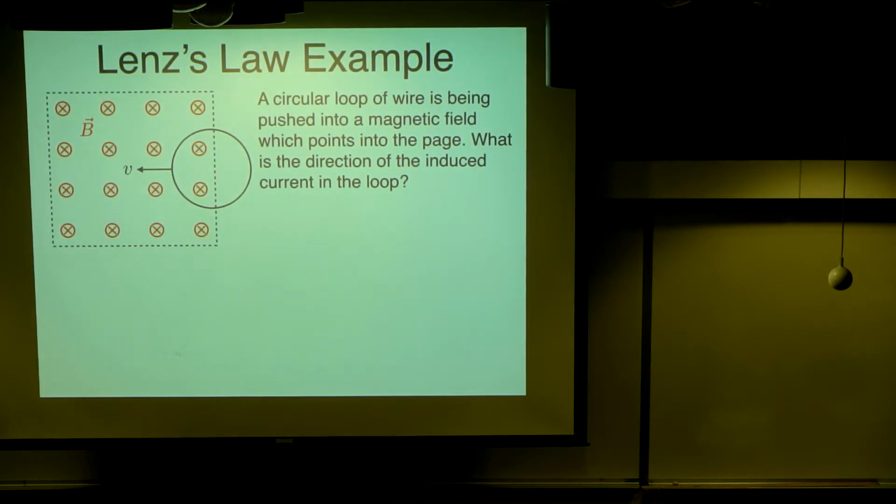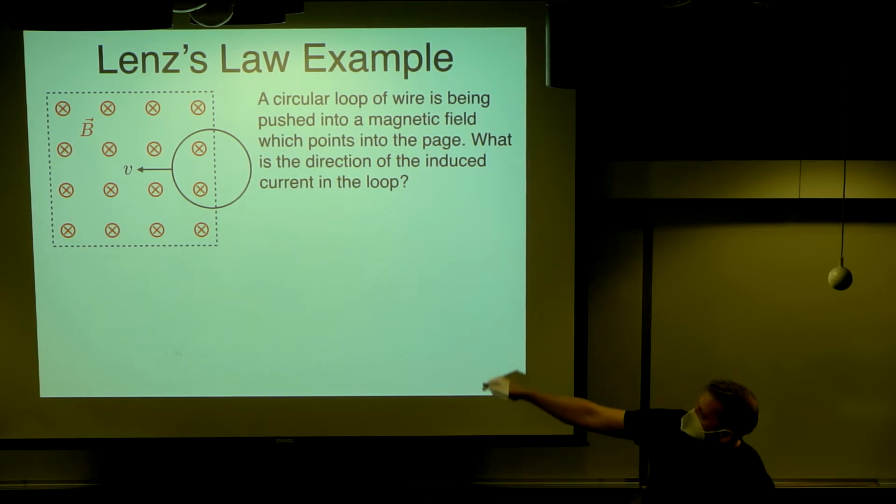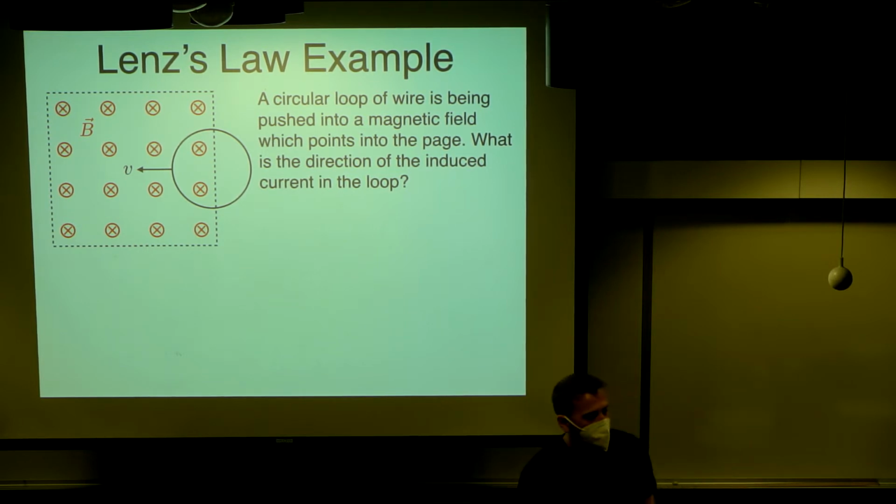So, I'm going to start with one that we just go through all together, okay? And then I'll have a couple that you can try out, okay? So here's the scenario. We have a circular loop of wire that's being pushed into a magnetic field. We imagine that there's a magnetic field where the field lines are going into the page. But the field really only exists within this little box. It's essentially just 0 outside of that box, okay?